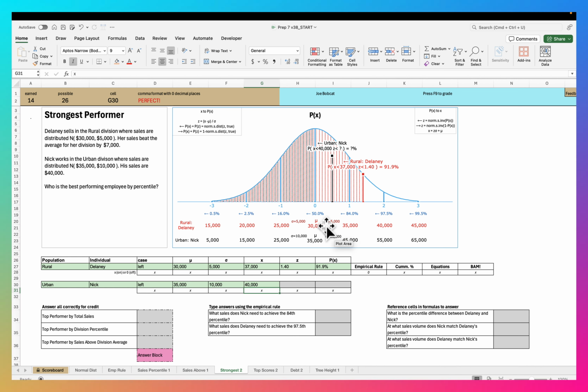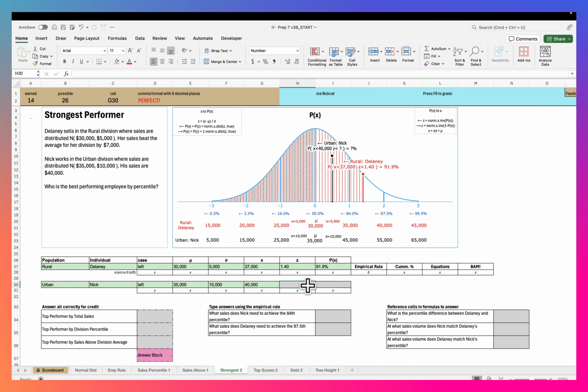And notice these are on different scales, right? Delaney's the red scale. Nick is on the black scale here. And the scales really are different. The means are different, but they also go up differently. This goes up by 5,000 for that standard deviation, while this one goes up by 10,000.